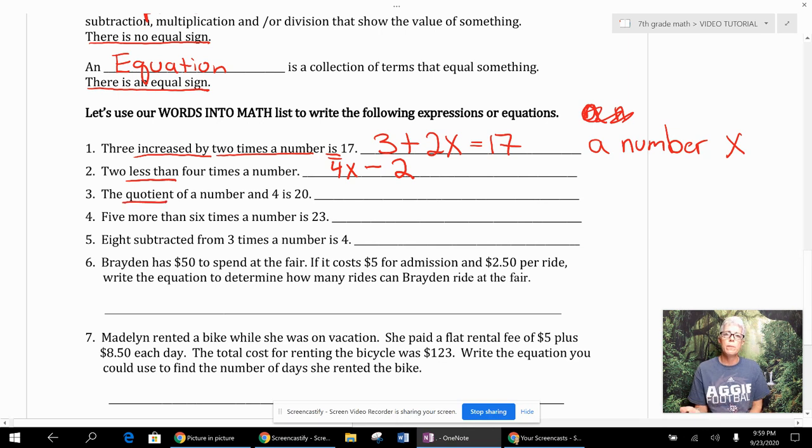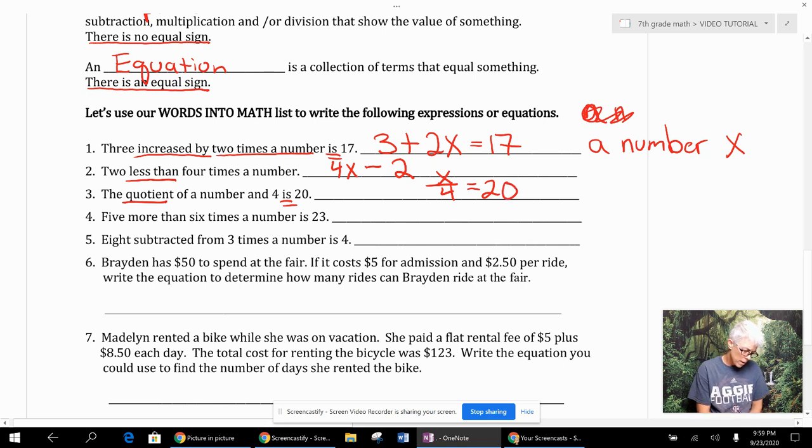The quotient. The quotient always means division. So whatever the first number is, it will be the numerator. Whatever the second number they mention will be the denominator. We'll always write it in fraction form. We will not use the division symbol. So it says a number and 4. There's my equal sign, 20.